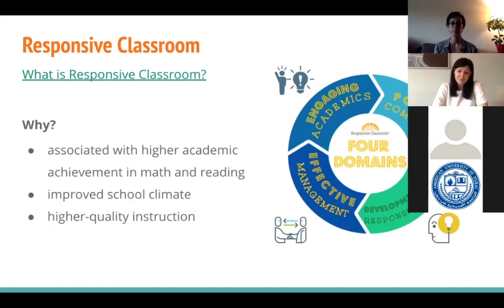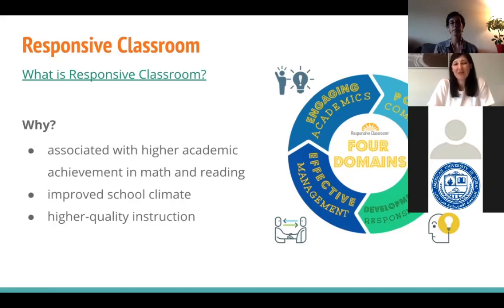So the responsive classroom approach is described by CASEL, where we just saw the little graphic before, as the most well-designed evidence-based SEL program. So they have clear evidence for a higher achievement in math and reading. They have research for improved school climate and for higher quality instruction. So it's not a nice to have, it really is proven that this is working.